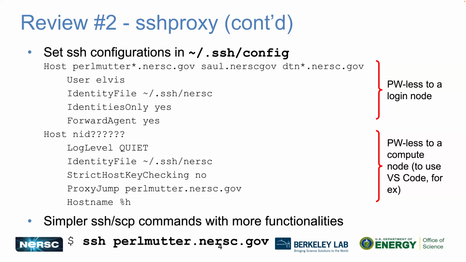You can actually shorten the SSH command by setting the configuration in the ~/.ssh/config file on your laptop or desktop, on your local machine. You should at least have this first part. This is for passwordless connection to a login node. It says that I'm going to use the SSH keys named like that for authentication, and I'm going to use IdentitiesOnly. And ForwardAgent is to help you in case you connect to a third party from Perlmutter.